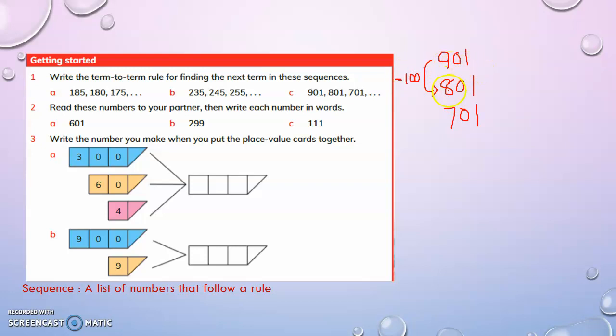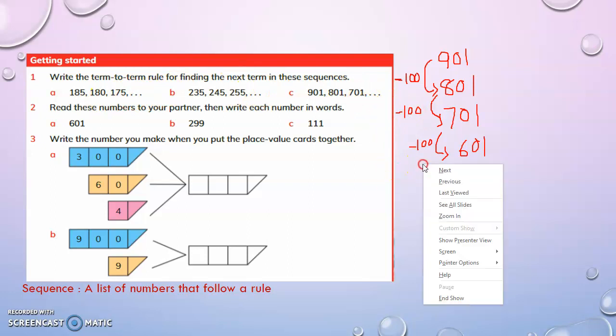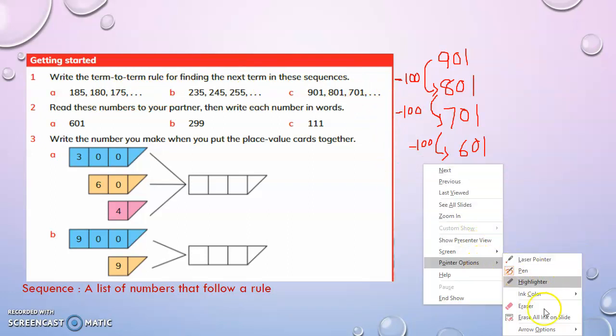901 minus 100 gives 801. 801 minus 100, you get 701. Now to find the next term, 701 minus 100. It is 601. So, a sequence is a list of numbers that follow a rule. So, the rule can be either increasing or decreasing, like in these examples. So, I hope this is clear.